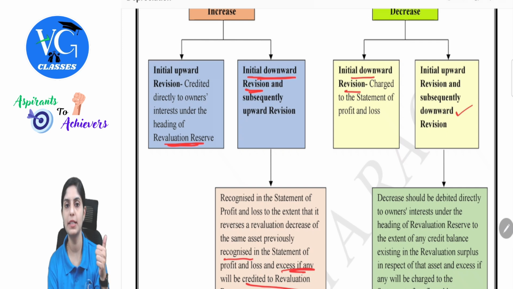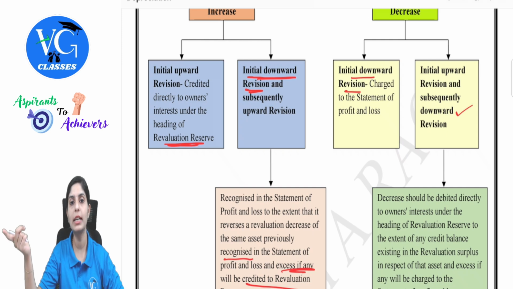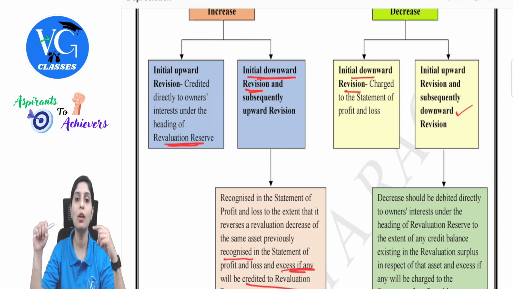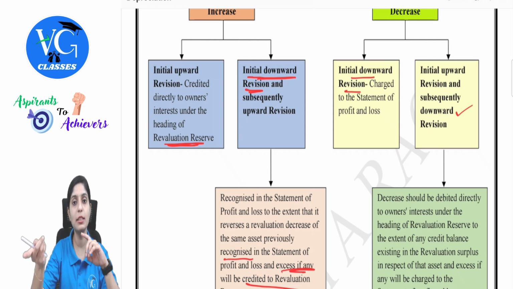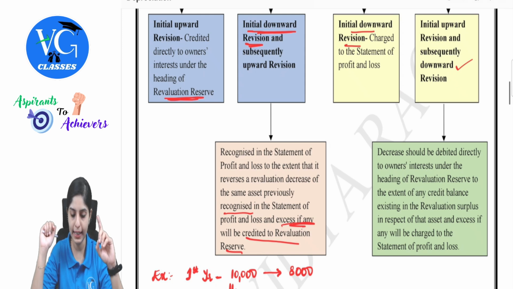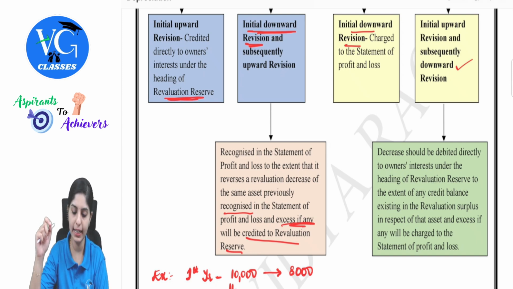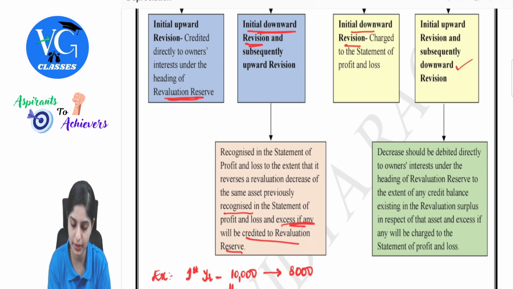Now the case is reversed. First time there was an increase in the value of the asset. When there was an increase in the asset, the balance would have been taken to revaluation reserve. Now subsequently there is a downward revaluation. So in this case, with a similar approach, whatever was created due to the increase, we will first reverse that. After reversing, anything in excess beyond that will be taken to the statement of profit and loss. See, the decrease should be debited directly to owner's interest under the heading of revaluation reserve to the extent of any credit balance existing in the revaluation surplus in respect of that asset, and the excess, if any, will be charged to the statement of profit and loss.